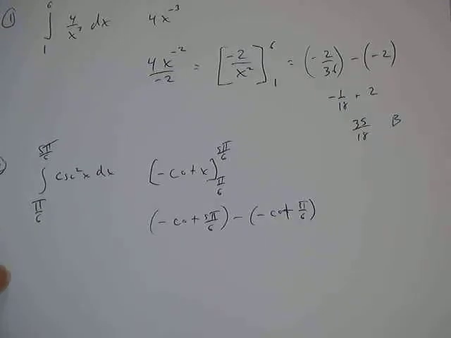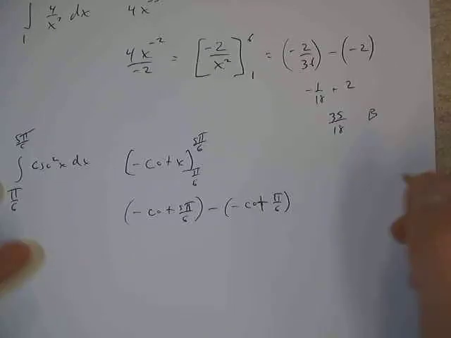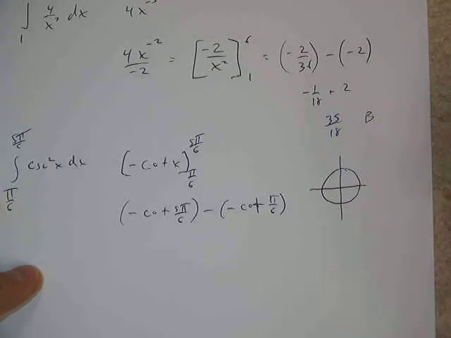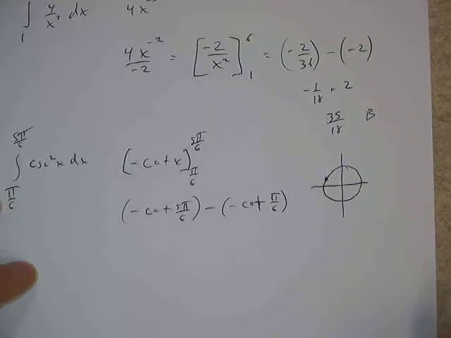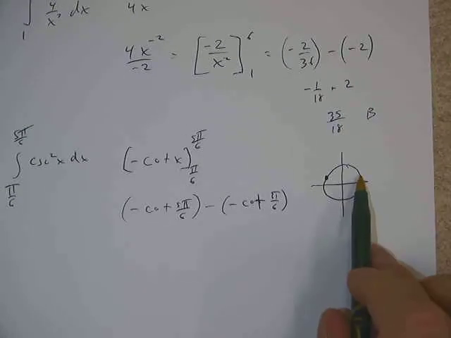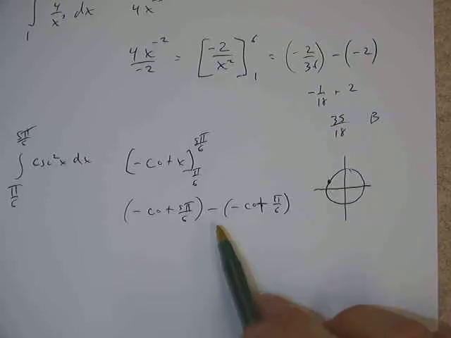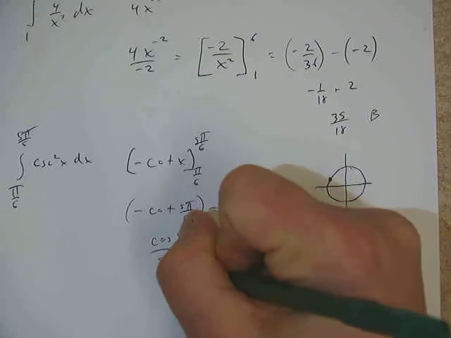But the issue is we have to figure out what is the cotangent at 5 pi over 6 and what is the cotangent at pi over 6. So think about our unit circle here. 5 pi over 6 would be at that spot right there, pi over 6 being here, 5 pi over 6 being here. We know cotangent is cosine of 5 pi over 6 over sine of 5 pi over 6.